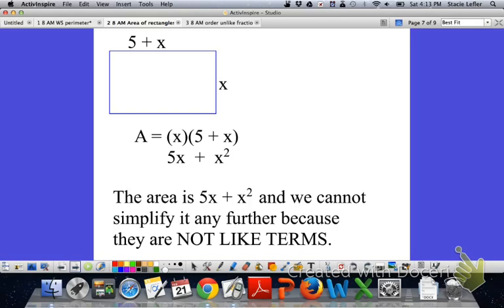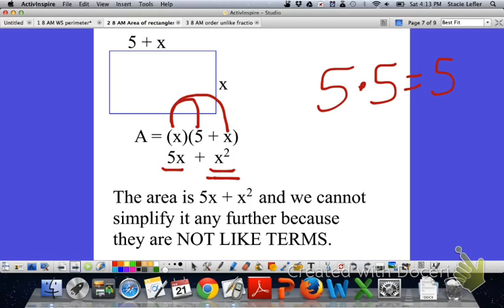So what we're using here is the distributive property. We're taking x times the first term of 5 to get 5x, and then x times the second term of x to get x squared. X times x is, yes, x squared, just like 5 times 5 would be 5 squared, or 25. So here the area is 5x plus x squared, and we can't simplify it any further because those two are not like terms.